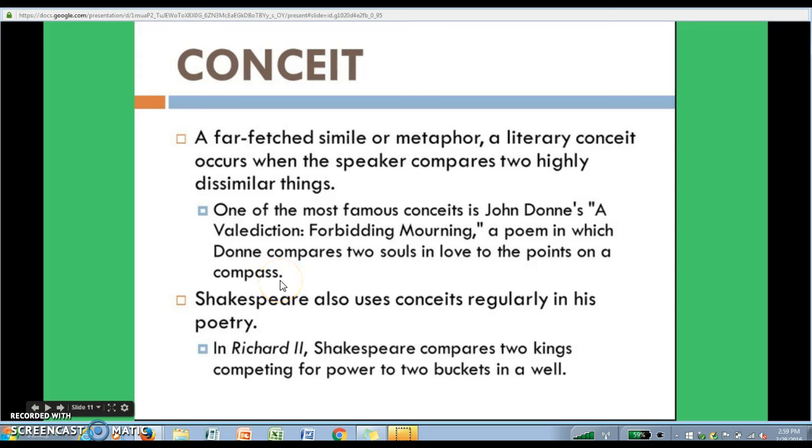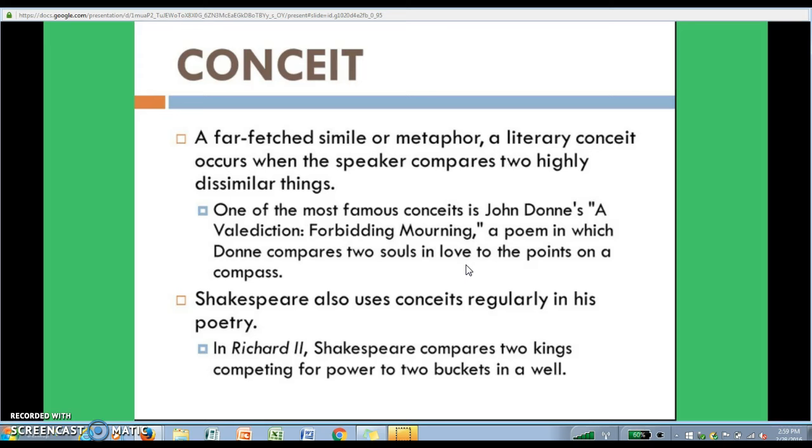Usually, with a good old-fashioned metaphor, the purpose is to compare two things to create a clearer image, such as comparing two souls in love to doves. That makes sense. That's a normal, good old-fashioned metaphor that helps us better understand what these lovers may be like. Now, when Donne compares two souls in love to two points on a compass, the reader might go, "What? I don't get it." And that's essentially the difference between a conceit and a metaphor.